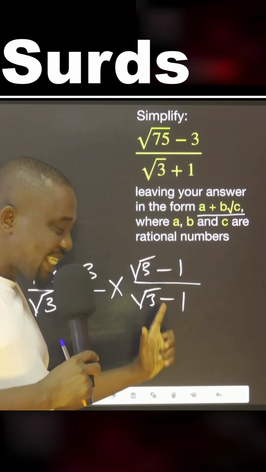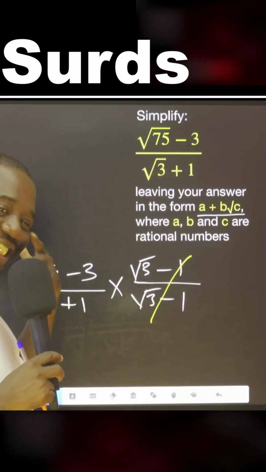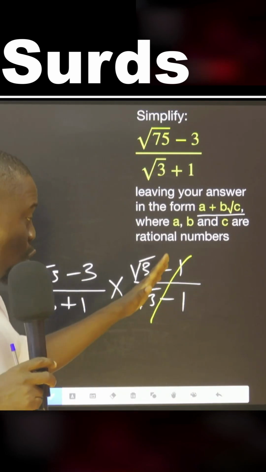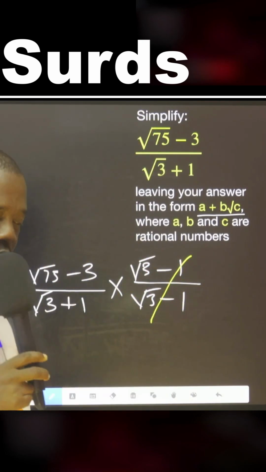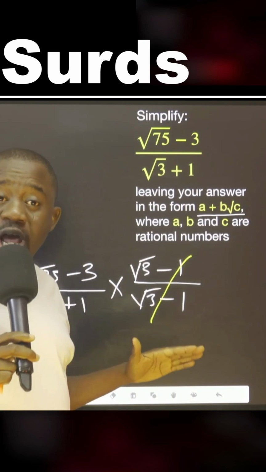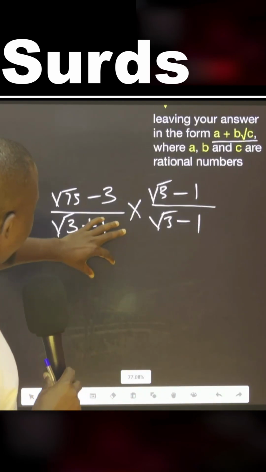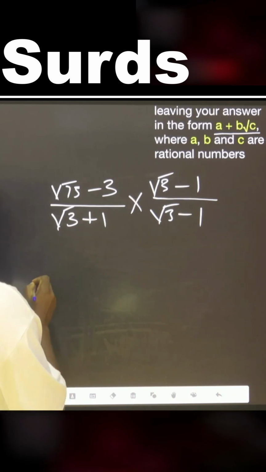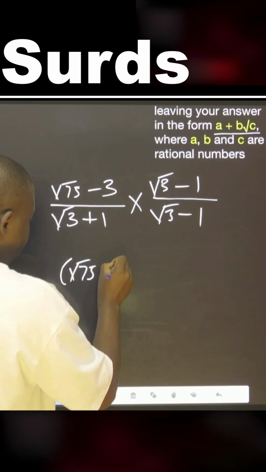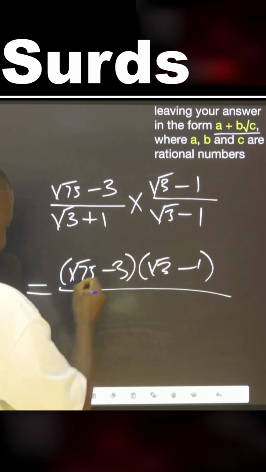By putting this and this, it means you are not changing the original question, because these two can still strike out to have 1. 1 multiplied by this still remains the same. What this is going to help us do is remove this surd from the denominator, because we don't want a surd at the denominator, okay? So how do we go about this now? We simply do this, all over the same thing here.